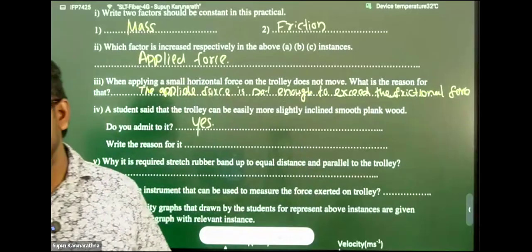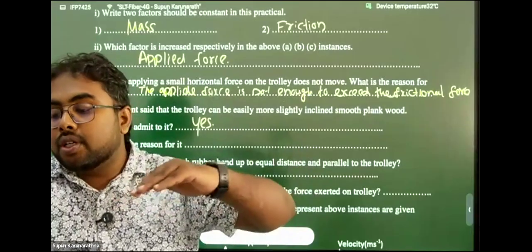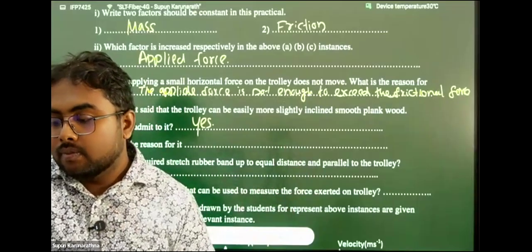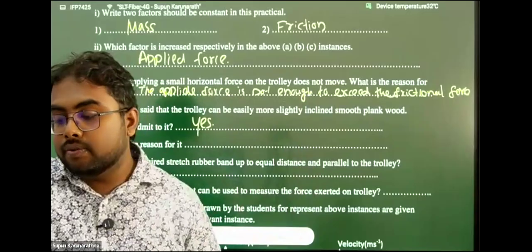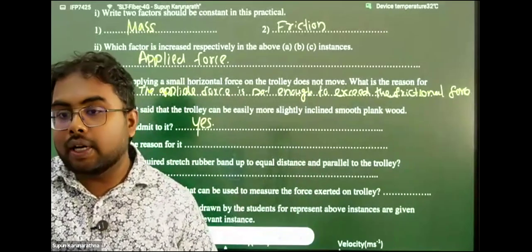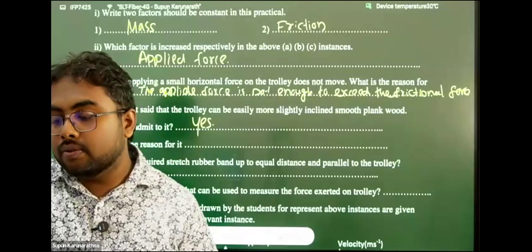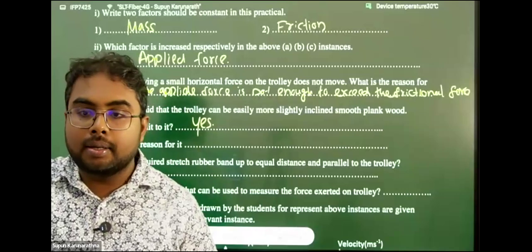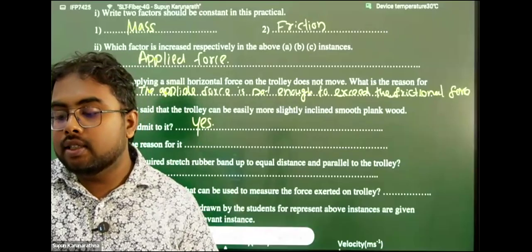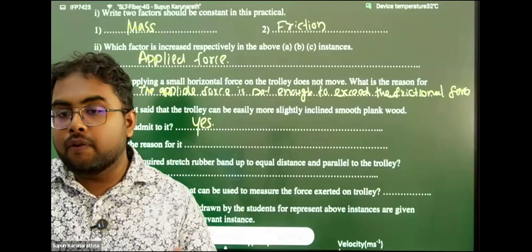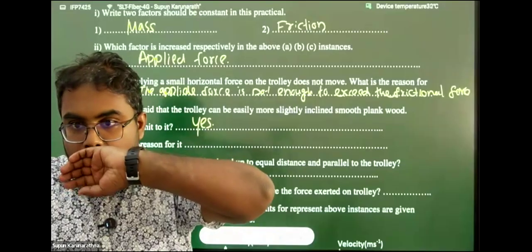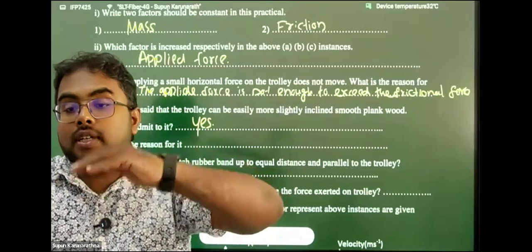The reason is that the friction is very low. Because the friction is very low. Right? Friction is very low. You can write the answer. The friction is very low. And when the wooden plank is inclined, the force acts towards the gravity.